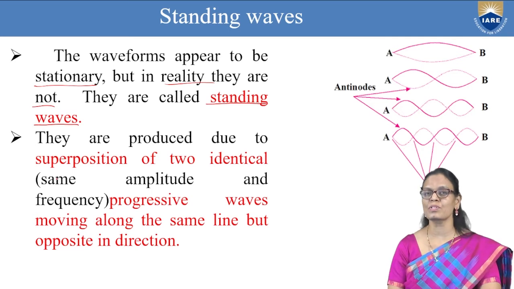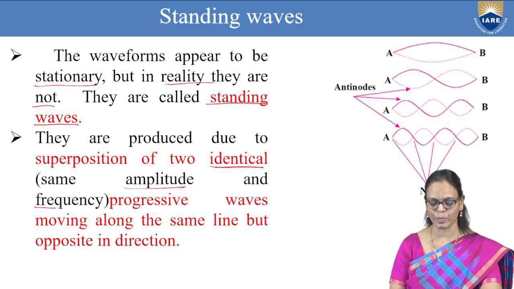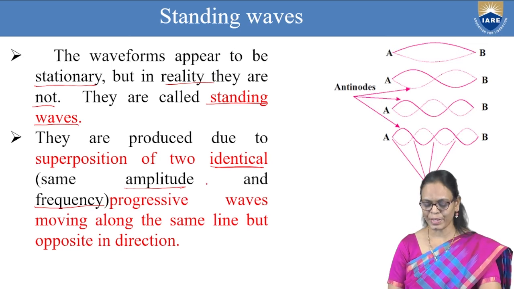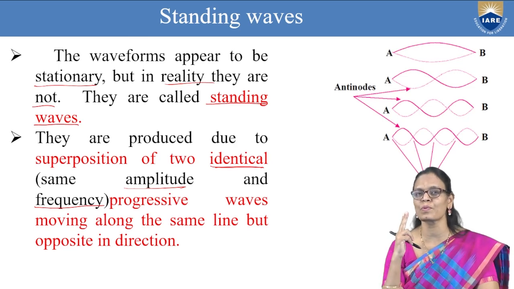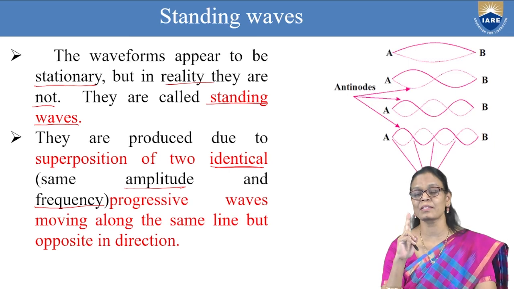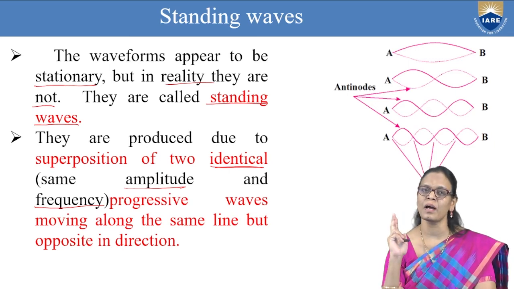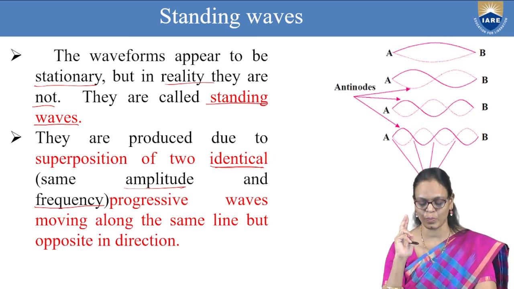They are produced due to superposition of two identical waves. Identical here means identical in amplitude and frequency. Amplitude here denotes the maximum displacement. When I am considering two waves that are superimposing on each other, these two waves should be identical. Means they should have the same amplitude and also the same frequency.